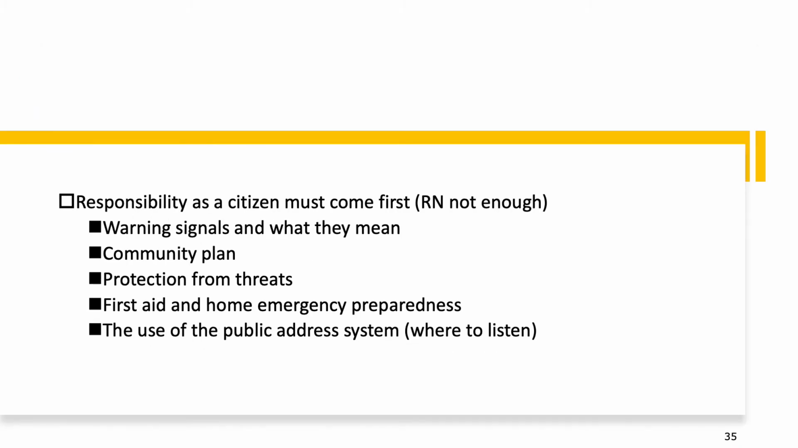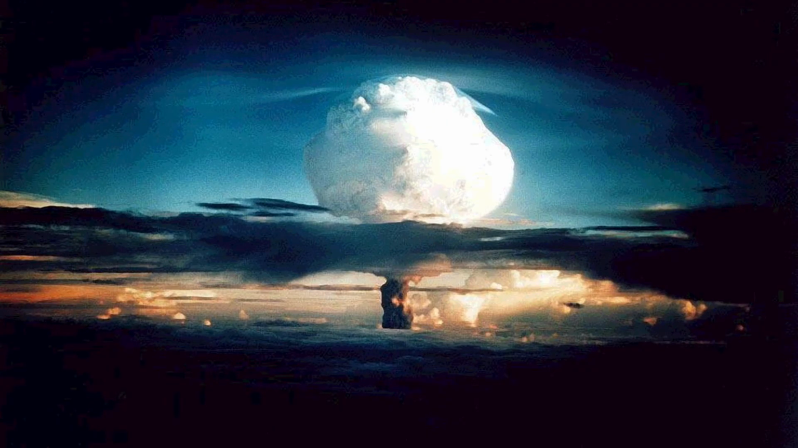You also have responsibilities as a citizen, so you need to know the warning signs. See something, say something. You need to know your community plan, how to protect yourself and your family from threats. You need to have your own home prepared and make sure you have your own first aid supplies. And you need to know exactly how a public address system is used and how you hear the messages.